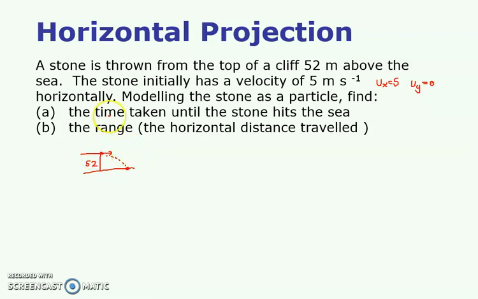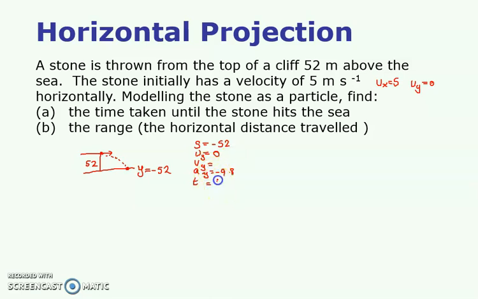Modeling the stone as a particle, find the time taken for it to hit the sea. Well, the first thing to note is that y is minus 52. That's a bit weird. It's fallen. It doesn't go up, it goes down. So y is minus 52. So if I do my suvat in the y direction, s is minus 52, my u in the y direction is 0, vy I don't know, ay is minus 9.8, and t, I don't know what that is.